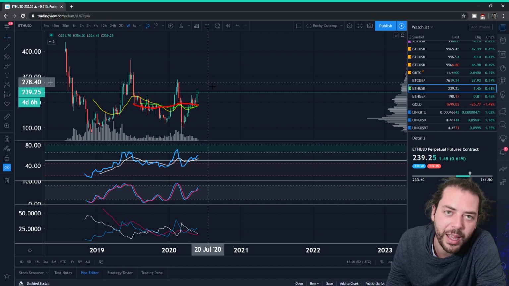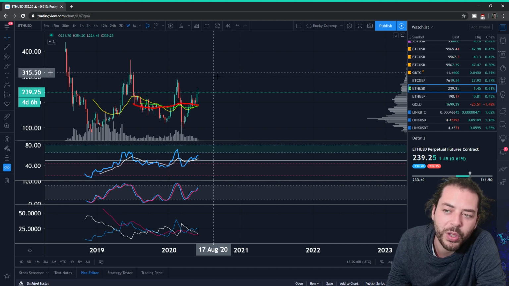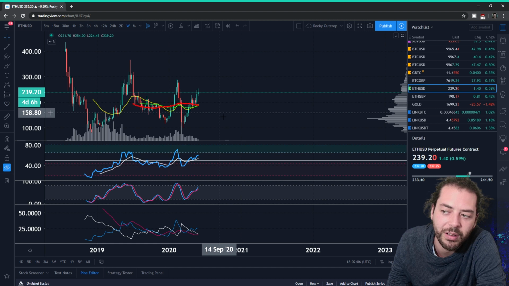Now this would be the next target though, and if we want to see things turn around, this 278, 280 area, staying up there for a week or more would invite price action up into the 300s, and it could be quite bullish at that point. We could see a turnaround overall.